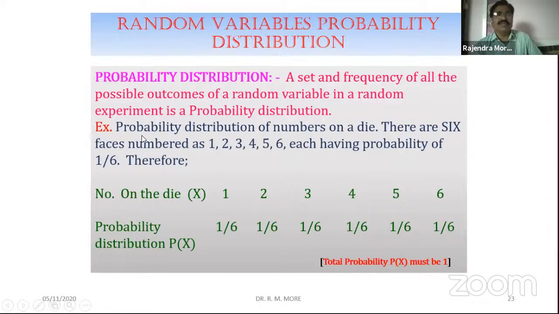I am taking this simple example, the probability distribution of the numbers on a die. There are 6 numbers, 1, 2, 3 up to 6, and each number has the probability 1 by 6. So if these are the numbers of the random variable x, then what are their probabilities? 1 by 6, 1 by 6 for all. And therefore, the probability distribution is constant here because every number has the same probability. And remember, again the criterion: our total must be 1. Total 1.